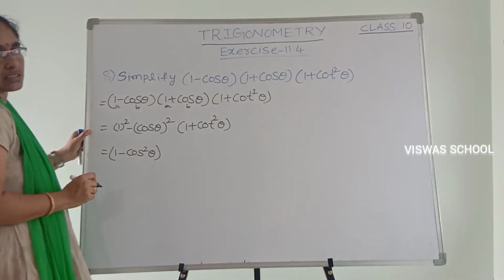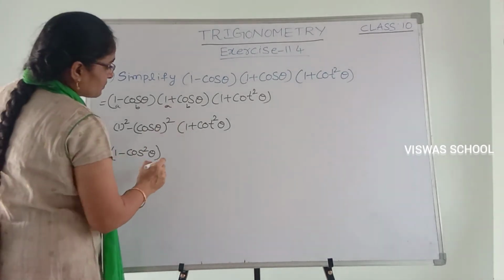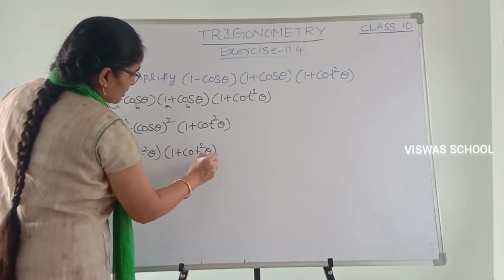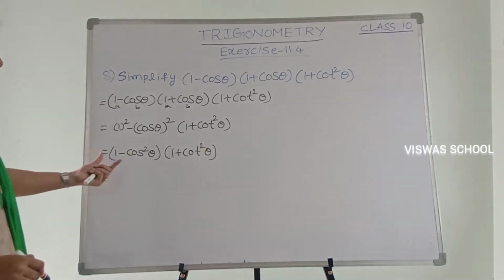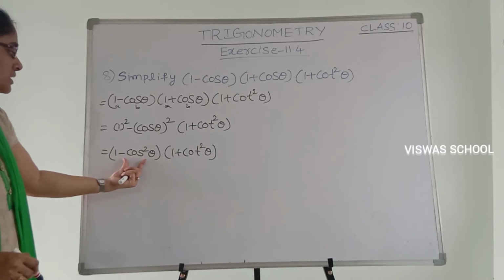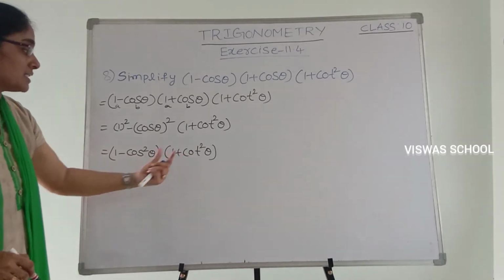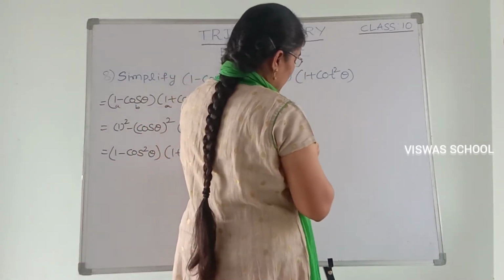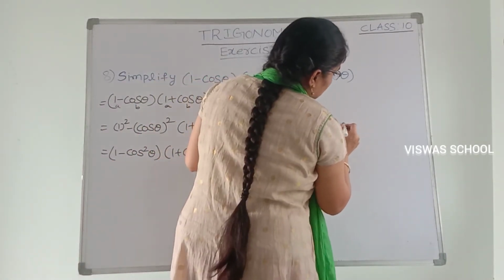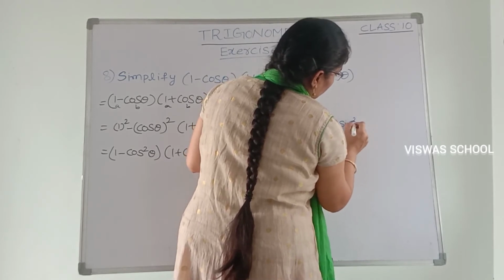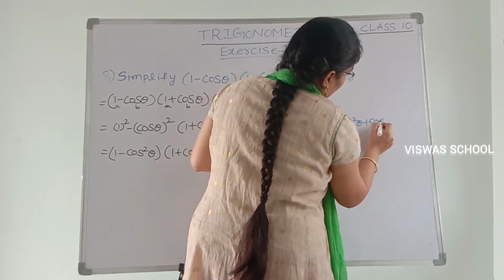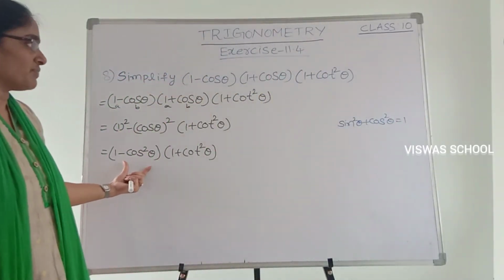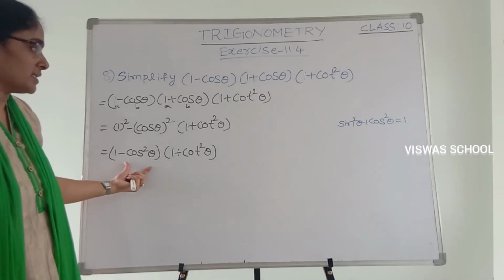So we have 1 minus cos square theta, and this is 1 plus cot square theta. Once you observe these two, this is 1 minus cos square theta, and this is 1 plus cot square theta. We are having the trigonometric identities. What are the identities here? Sin square theta plus cos square theta is equal to 1. Here we are having 1 minus cos square theta.